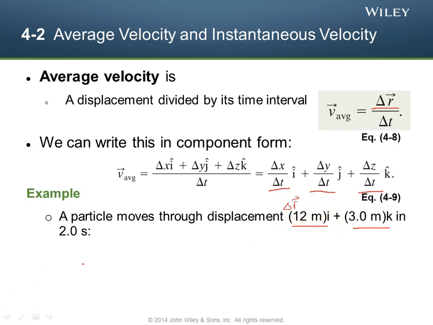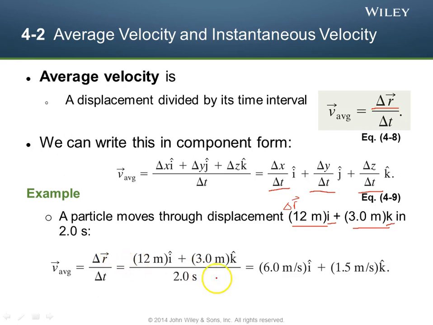And so notice we have no change in position in the y direction. We're only changing in our x and z because our displacement only exists in i hat and k hat. And since this happens in 2 seconds, we just divide those two, and so that gives us an average velocity of 6 i hat plus 1.5 k hat. And so this tells us that we are changing our position at a rate of 6 meters per second in the x direction and at a rate of 1.5 meters per second in the z direction.